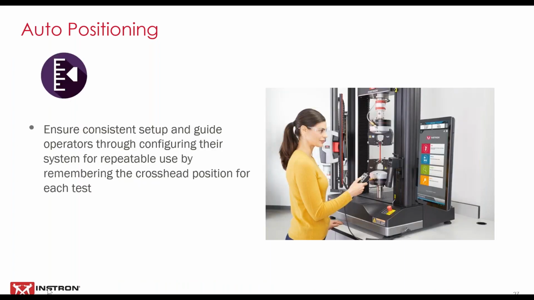In this case, a feature such as auto positioning ensures consistent setup as it helps guide operators through system configuration, making sure that they get repeatable use. It does this by remembering the initial crosshead position for each test. So the user doesn't need to remember; when they hit start on the test, the crosshead will automatically move to the proper starting location and balances displacement. This ensures that all tests are started at the same location every time, which improves repeatability in the lab.